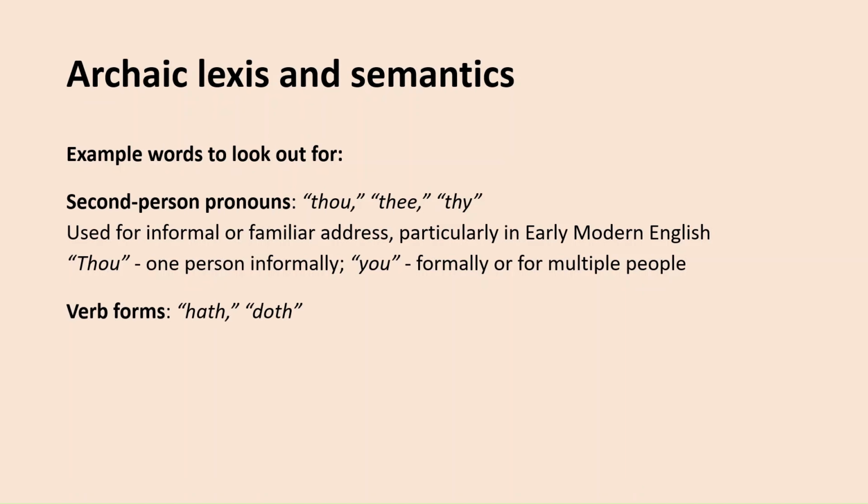We also have verb forms such as hath and doth. These older verbs, which stand for has and does, mark the language as early modern and show that the verb conjugation system used at the time was more complex than what we have today. You will also find time expressions such as anon for soon or ere for before, and these words indicate a more formal or poetic style compared to modern texts.